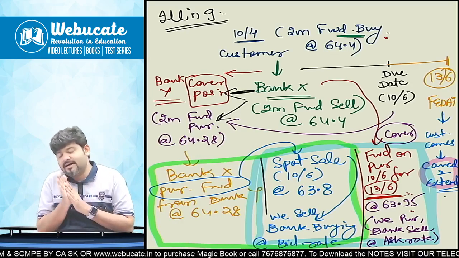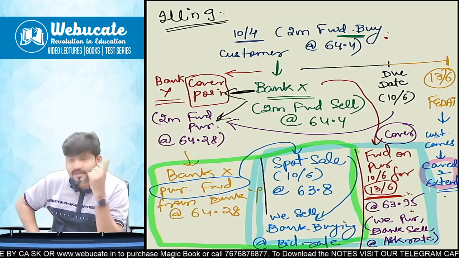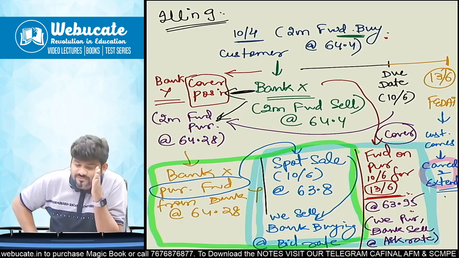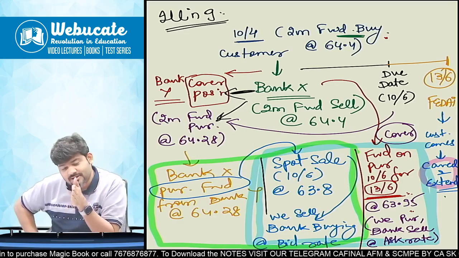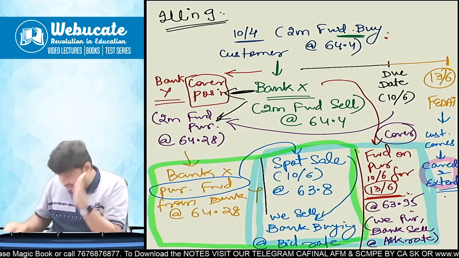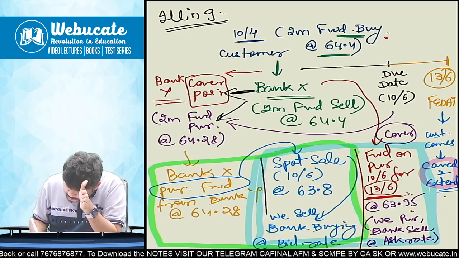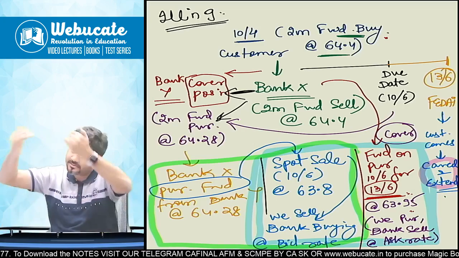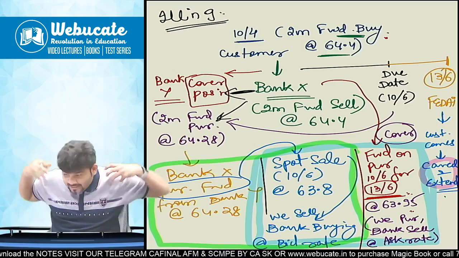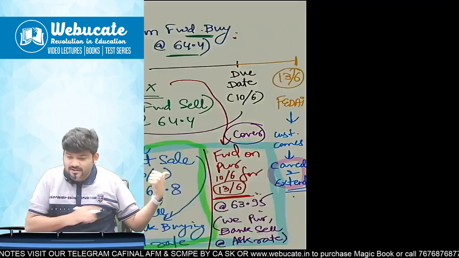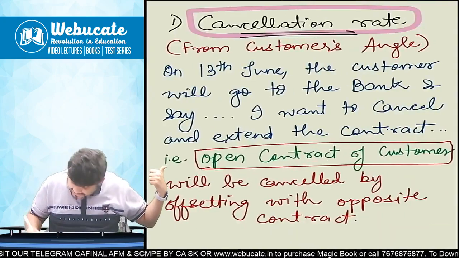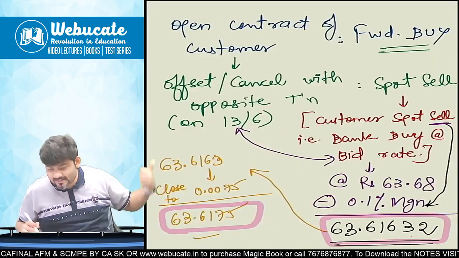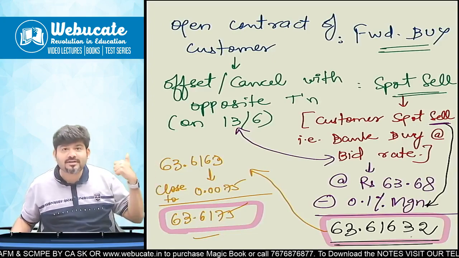Okay. Cover is taken. Now as per FADA, he comes on 13th June. We will have to honor him. If he comes and says no, he says that I want extension. On 13th June when he comes for extension, basically he is telling that on 13th June I want to cancel the current contract. In case of cancellation of current contract, what do you do? You assume that the transaction has taken place. So 2 month forward buy was there. So he will have to buy, but he does not want it right now. He will have to spot sell. So that is where we started with our first thing, that customer's open contract will be cancelled by offsetting with the opposite contract, and that is spot sell. Are you clear, everybody?